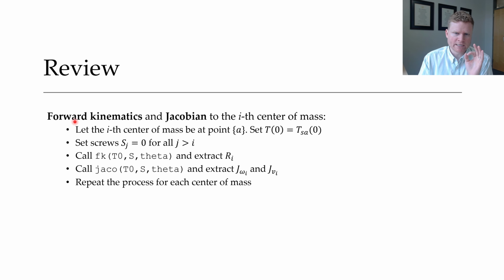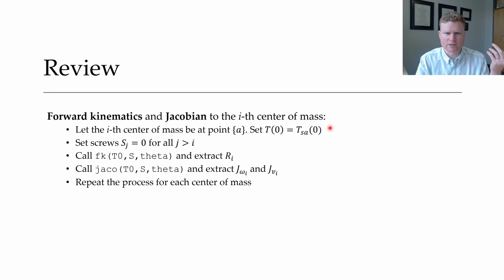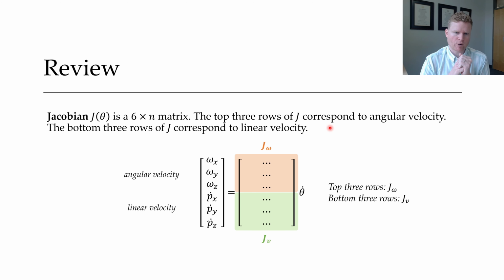I want to make one additional note about that Jacobian. If you look at this equation, I don't just need the Jacobian, I need J_v and J_omega. You might be wondering, what are these? We've actually seen them before. They're the angular components of my Jacobian and the linear components of my Jacobian. The Jacobian is a 6 by n matrix. The top 3 rows correspond to the angular velocity, and the bottom 3 rows correspond to the linear velocity. So you just take your Jacobian and separate it out by rows. Top 3 are J_omega, bottom 3 are J_v, and there you go.